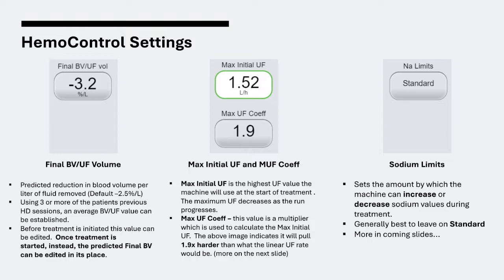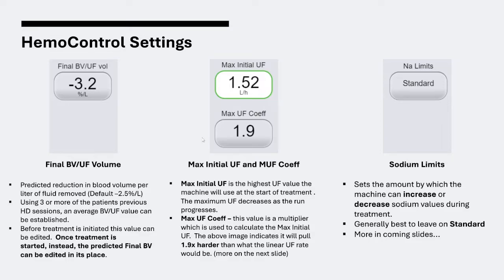This max UF will then decrease as the run progresses. Like we talked about earlier, in this case it'll start off at 1.52 as a maximum UF. And then as the run progresses, that's going to lower itself down to the minimum UF, to the linear UF rate. Below it, we have our MUF coefficient.